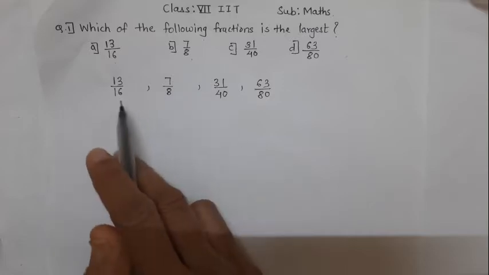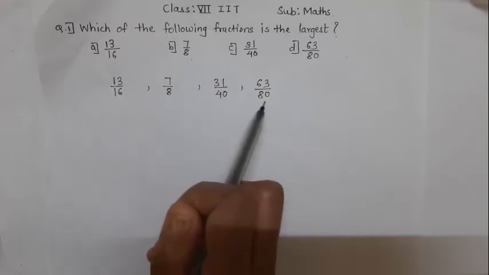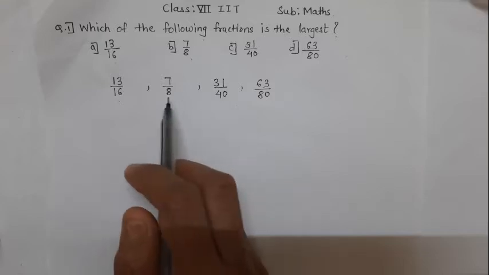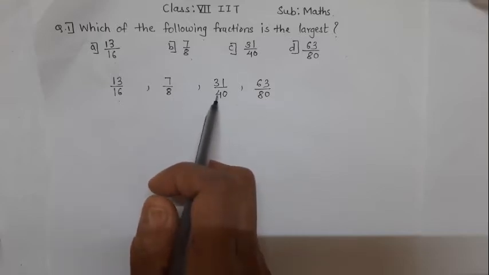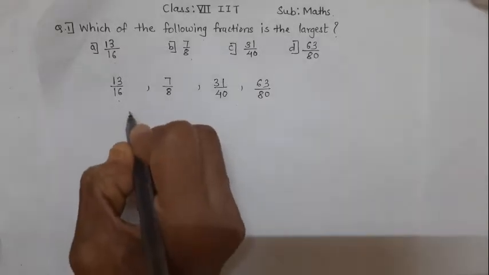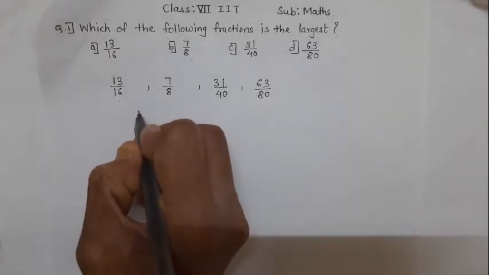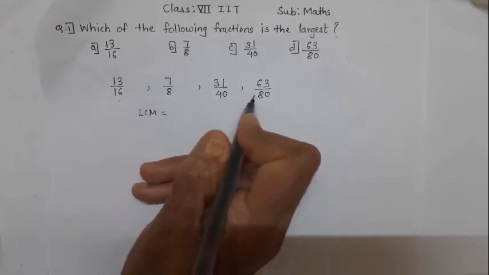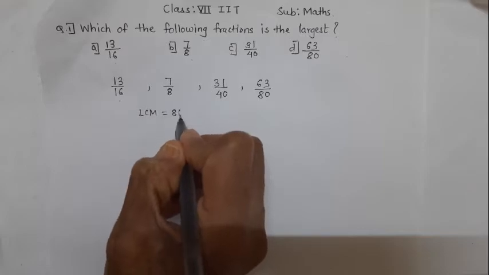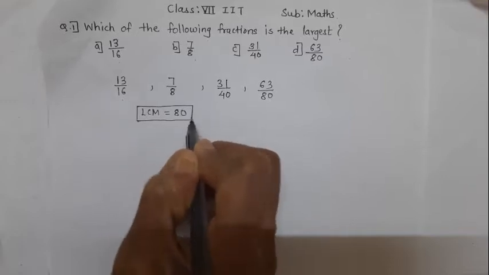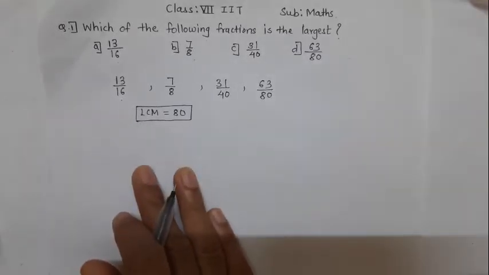Okay, so now how to find the LCM? First see which is the greatest denominator. 80. 80 is there in the 16 table: 16 5s are 80, 8 10s are 80, 40 2s are 80. So what is the LCM? LCM is 80. So the LCM of 16, 8, 40 and 80 is 80.